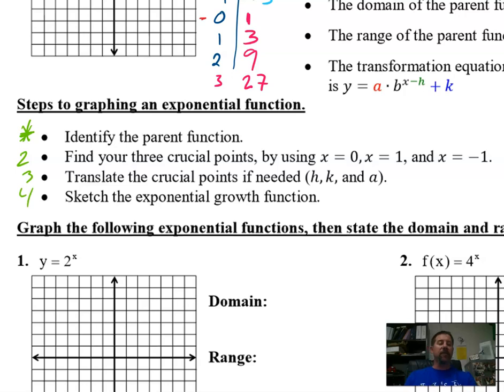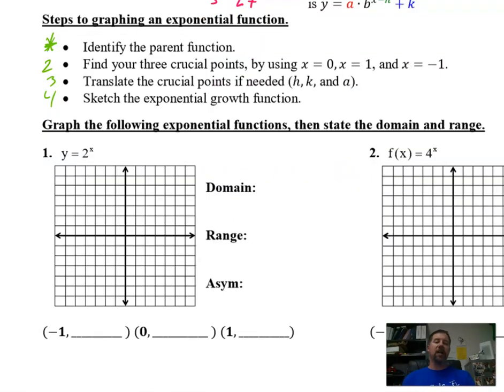Okay. So again, if you've been keeping up with our graphing so far and the HK stuff, the last one, you really should find today to be a lot of fun and quite easy. All right, so let's take a look at number one here. We want to graph y equals 2 to the x.